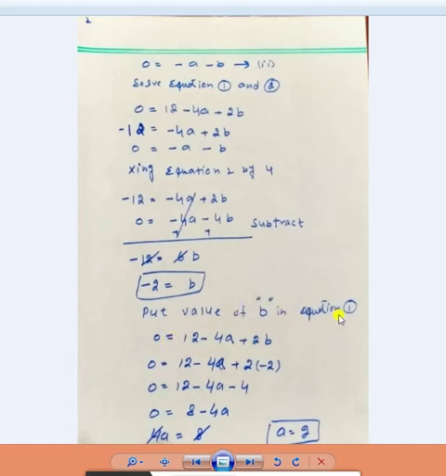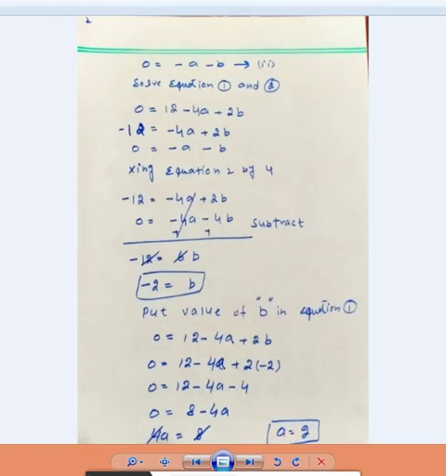Put the value of b in equation 1. This is equation 1: 0 = 12 − 4a + 2b. In the place of b we put −2. 2 twos are 4, and 12 minus 4 is 8. Minus 4a goes on the left hand side and becomes positive. 4a = 8, and 4 twos are 8. So the value of a is equal to 2.